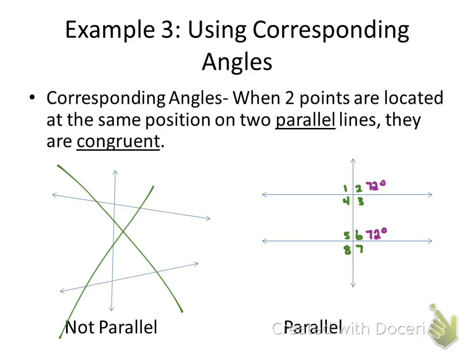Now if angle 2 is 72, what would angle 4 be? Vertical, right? Angles 2 and 4 are vertical angles, and vertical angles have the same measures. So angle 4 would be 72. If angle 4 is 72, what would angle 8 be? 72. What about angle 7?